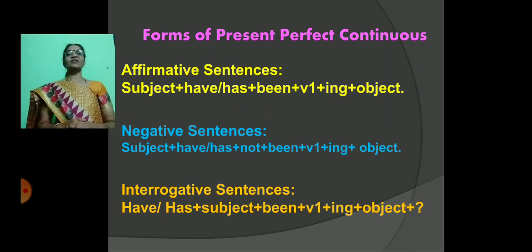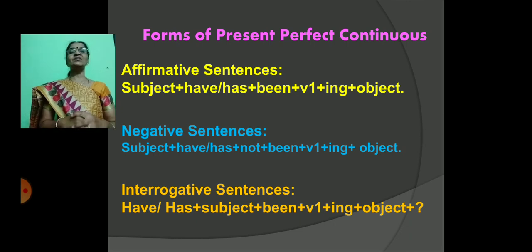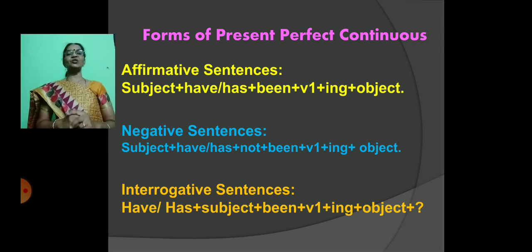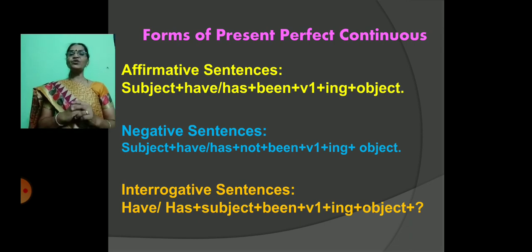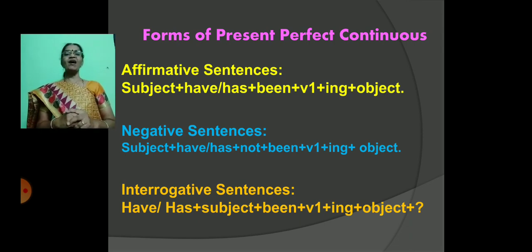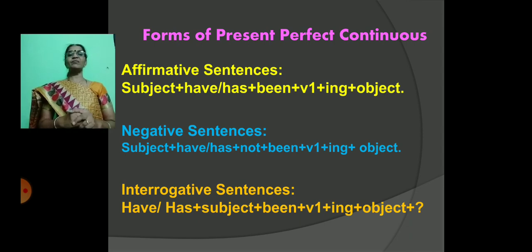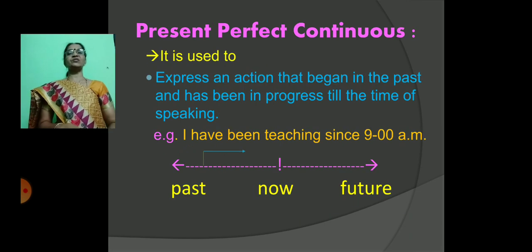So now the fourth tense, that is present perfect continuous. The form for affirmative sentences is subject plus have or has plus been plus verb in ing form plus object. And for negative sentences, it is subject plus have or has plus not plus been plus verb in ing plus object. For interrogative form, it is going to be have or has plus subject plus been plus verb in ing plus object. So let's see its uses.